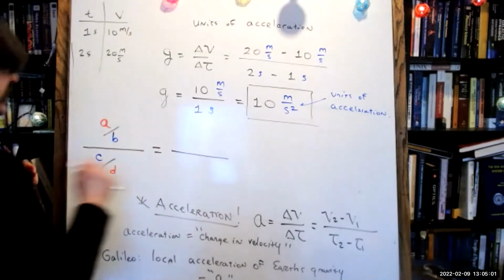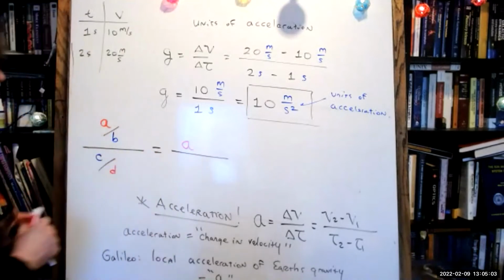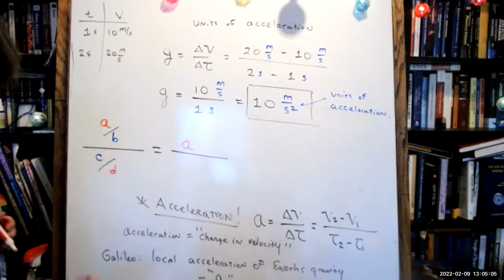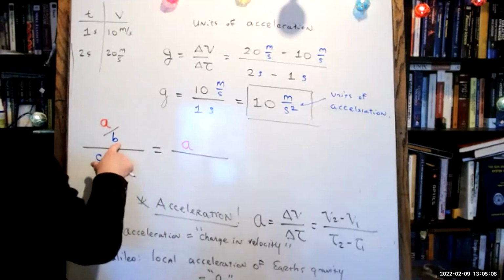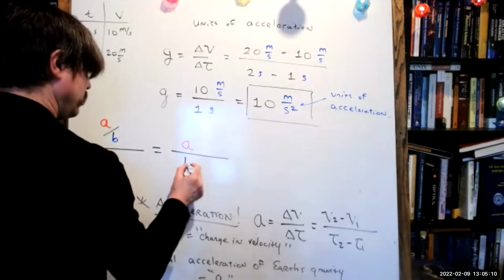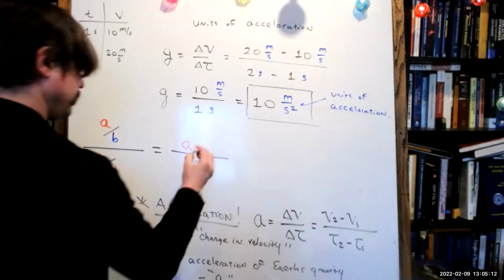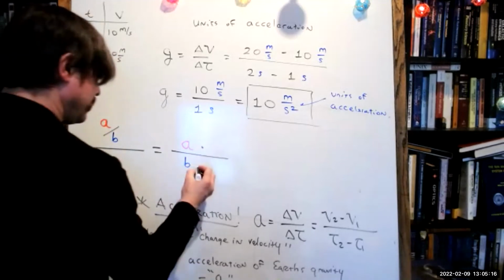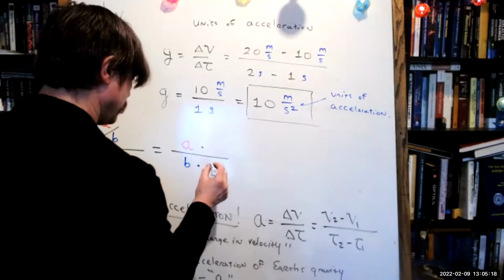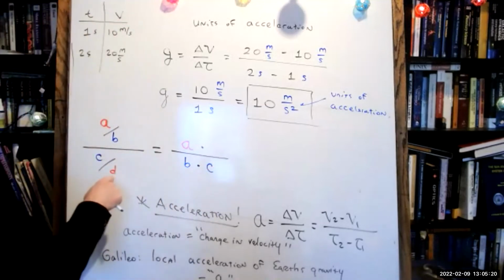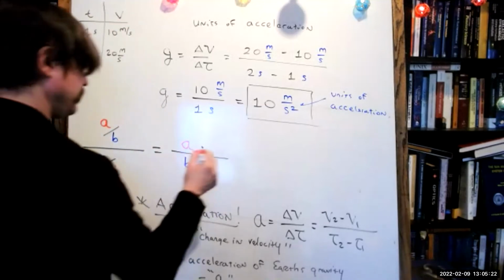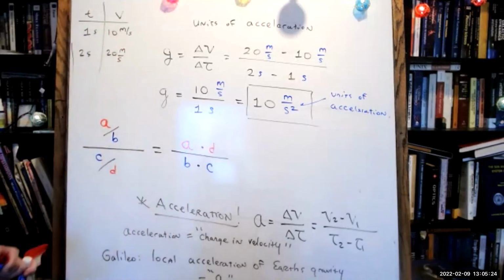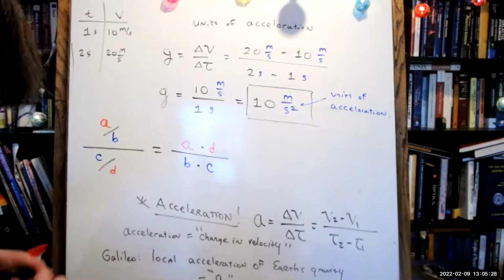The top of the top fraction will end up on the top. The bottom of the top fraction will end up on the bottom. The top of the bottom fraction stays on the bottom. And the bottom of the bottom fraction flips back up to the top. That's a little rule that you can use to help you.